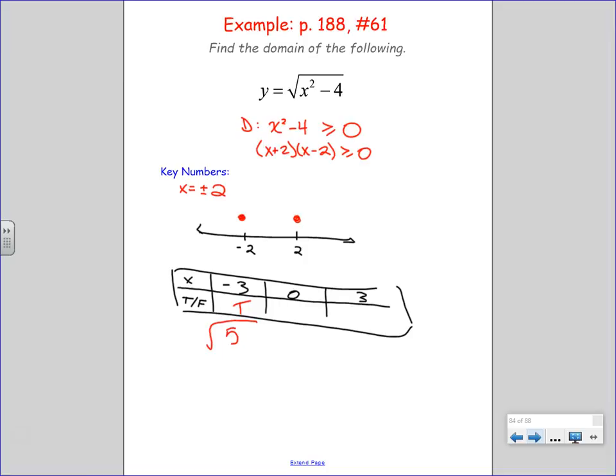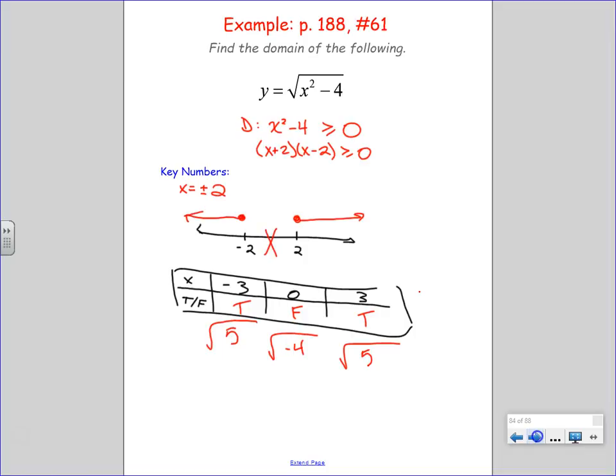Okay, that was false. Plugging in 0, square root of 0 minus 4. She's definitely false. That's imaginary, right? So that's a false. And then plugging in 3, most of you are like, hey, I think it's going to work. 3 squared is 9. 9 minus 4 is 5. So what does that mean? Those are good.